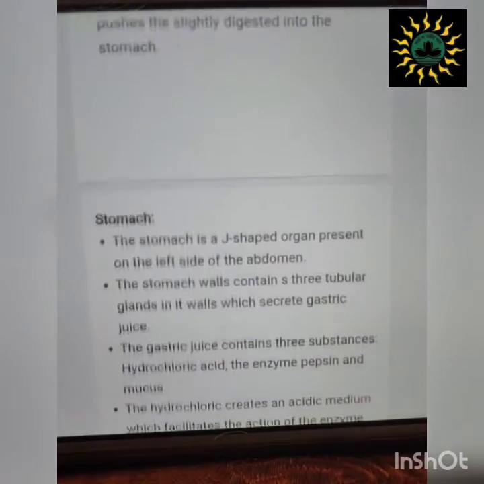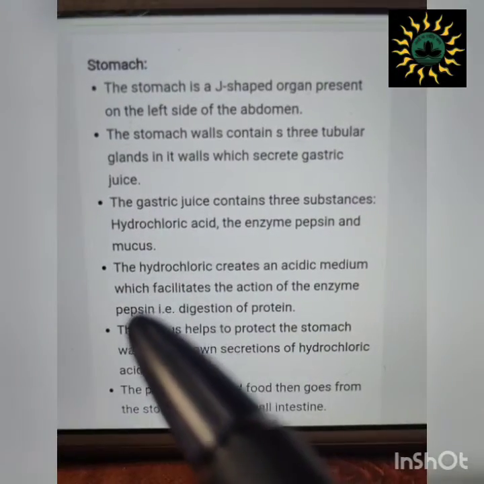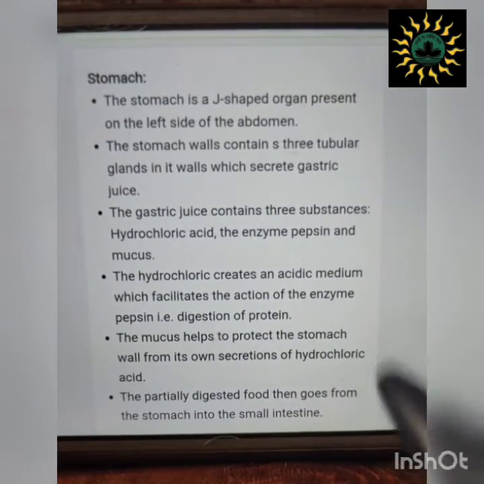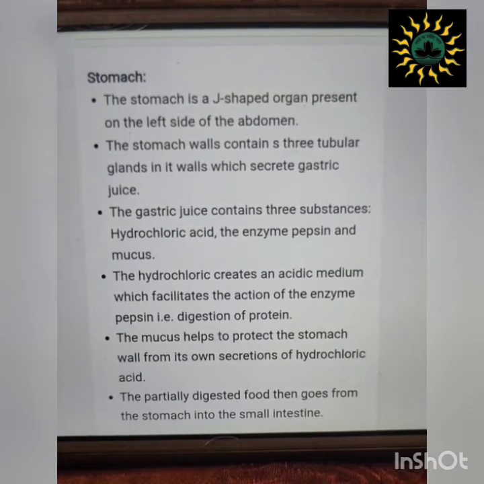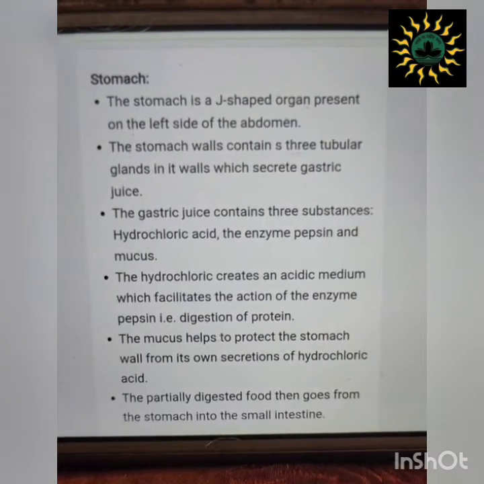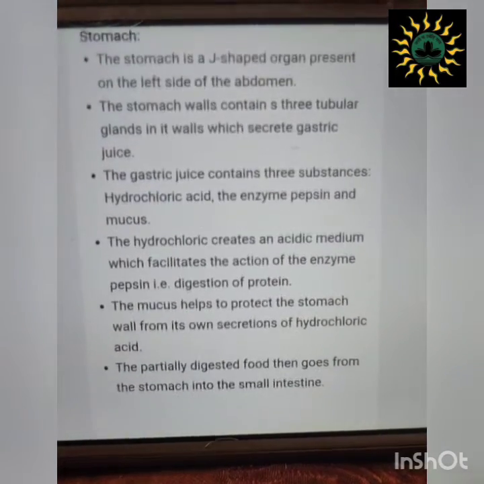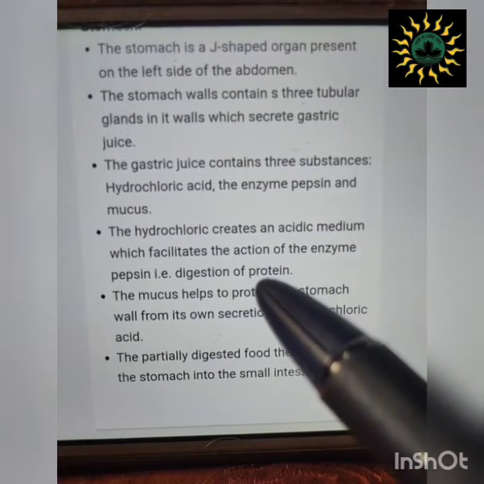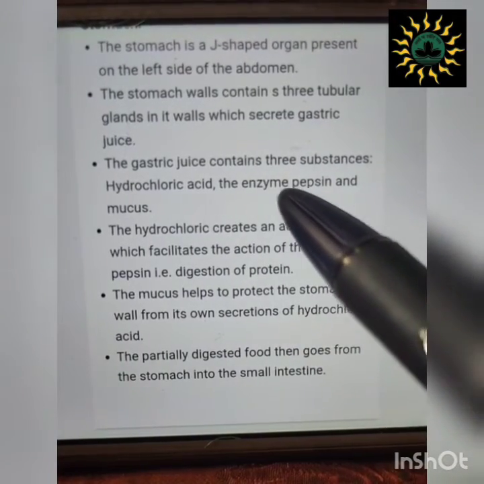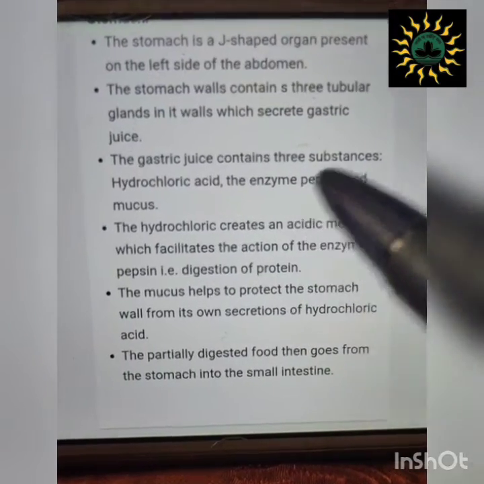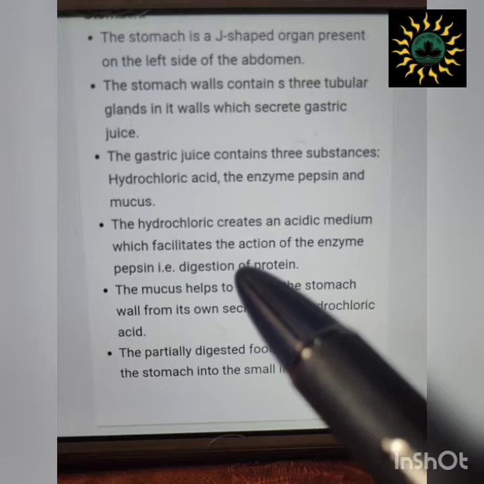Finally, we come to the stomach. The stomach is a J-shaped organ present on the left side of the abdomen. It has tubular glands and it secretes gastric juice. What are the gastric juice constituents? Hydrochloric acid, pepsin and mucus. Now what does hydrochloric acid do? Hydrochloric acid basically creates an acidic medium, and that acidic medium helps to activate the enzyme called pepsin. Initially it was inactive, now it has become activated, and this pepsin starts the protein digestion in the stomach.